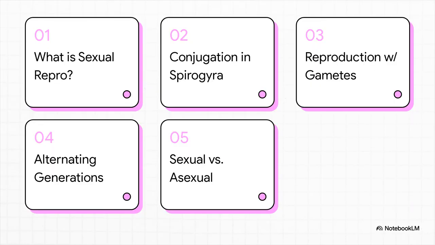Okay, so here's our game plan. We're going to start with the absolute basics. Then we'll look at a really cool and kind of weird example in algae called conjugation. From there, we'll jump to the method we're all more familiar with, reproduction with gametes. Then, get ready, because we're going to tackle a truly wild concept called alternation of generations. And finally, we'll put it all together and compare sexual versus asexual reproduction head to head. It's going to be great.